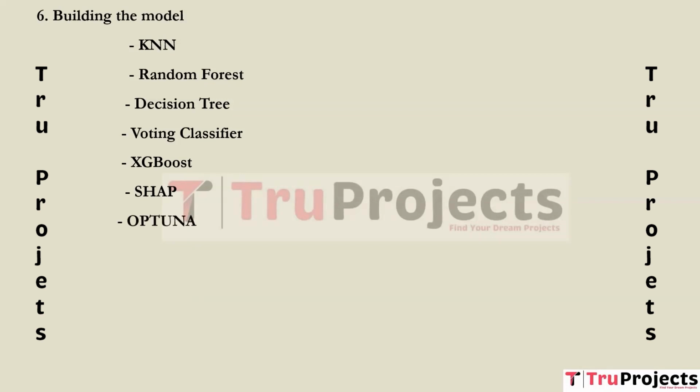Optuna. It is a Python library used for automated hyperparameter optimization of machine learning models. It is employed to fine-tune the hyperparameters of the models, optimizing their performance. It automates the tedious process of parameter tuning, saving time and improving model accuracy.